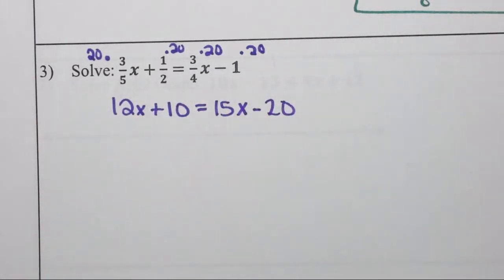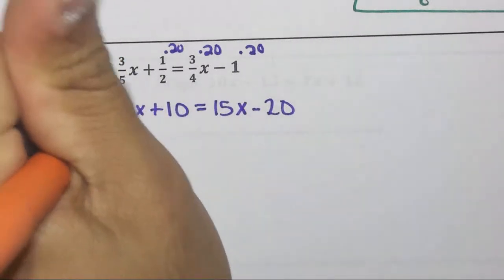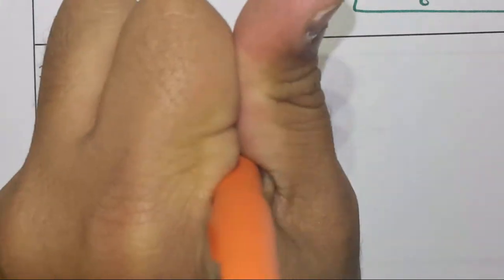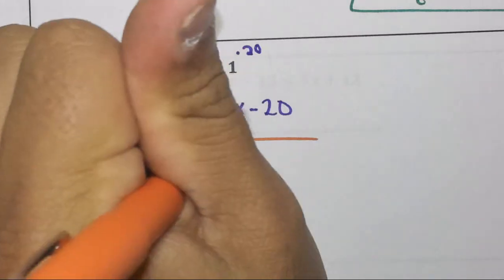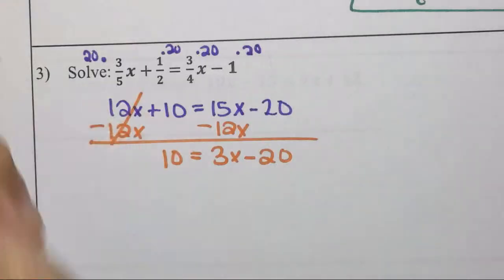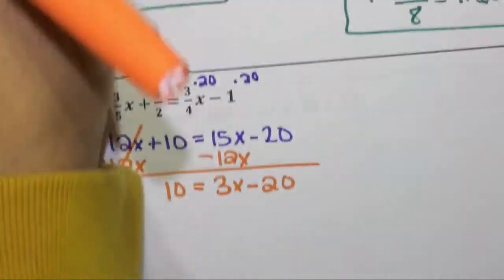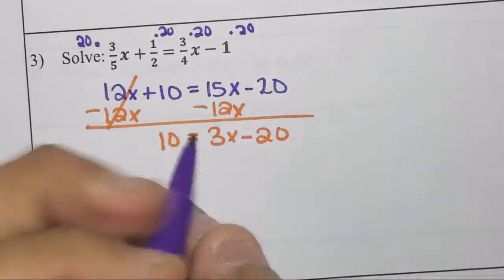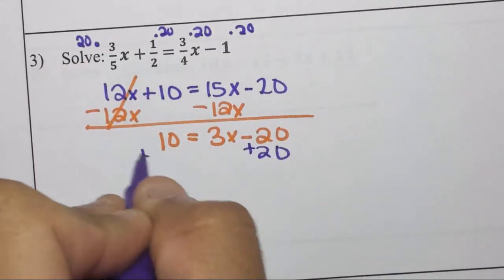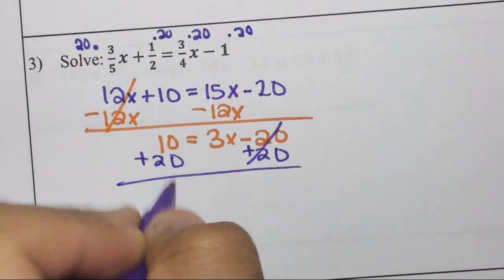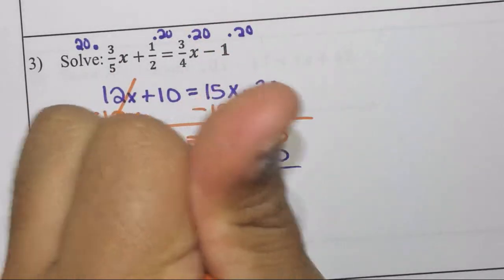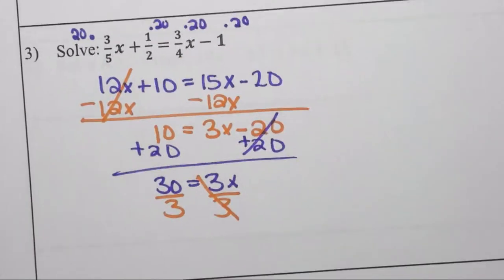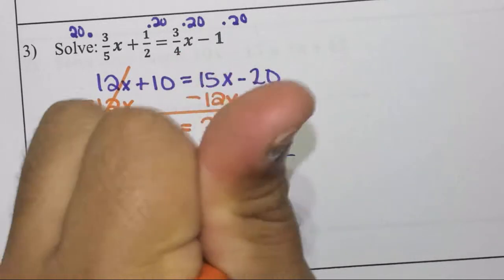Remember, you want to move the smallest x, which in this case is 12x. It's positive, so in order to get rid of it, you're going to say minus 12x on both sides. So you're left with 10 equals 3x minus 20. Move that negative 20 by adding 20 to both sides. So you get 30 is equal to 3x, and then you divide by 3 on both. So you officially get that 10 is equal to x.